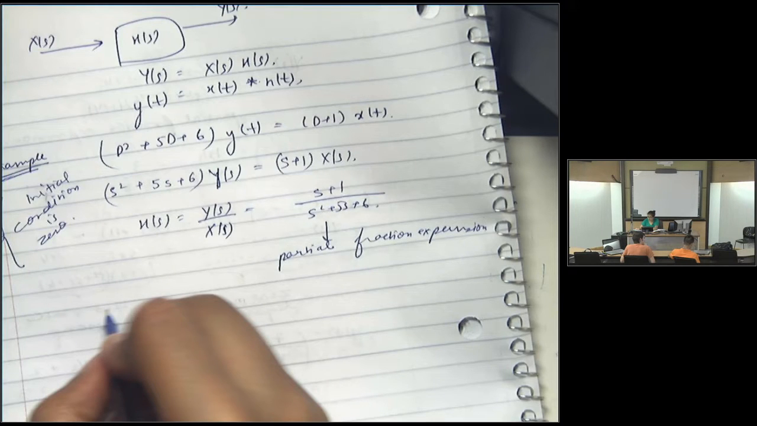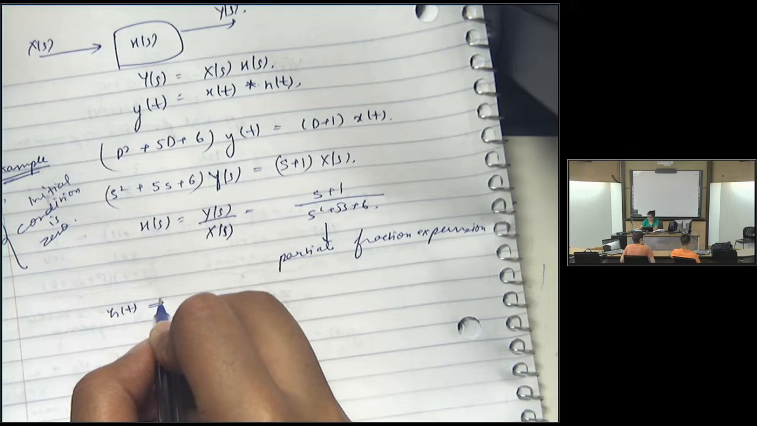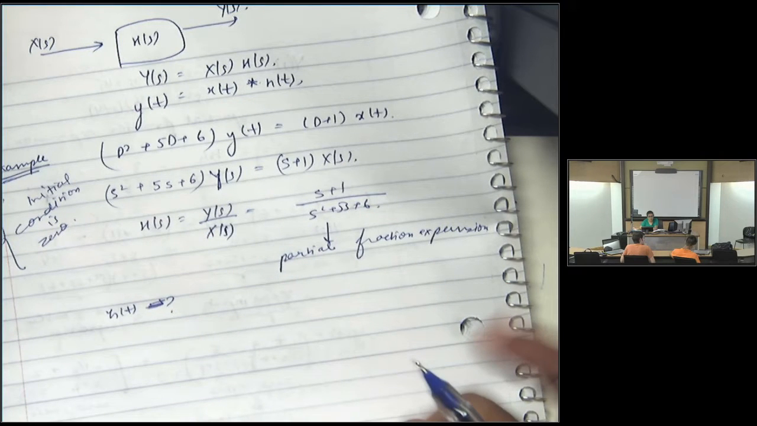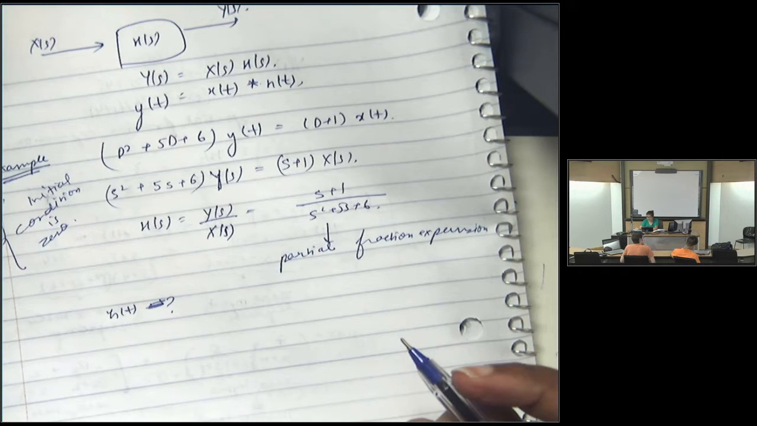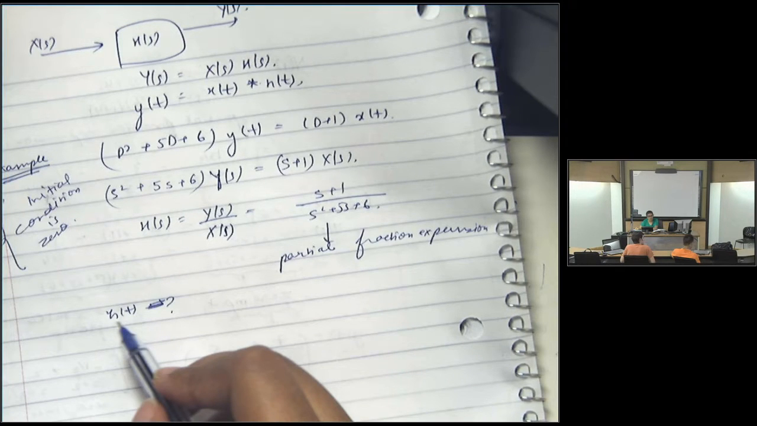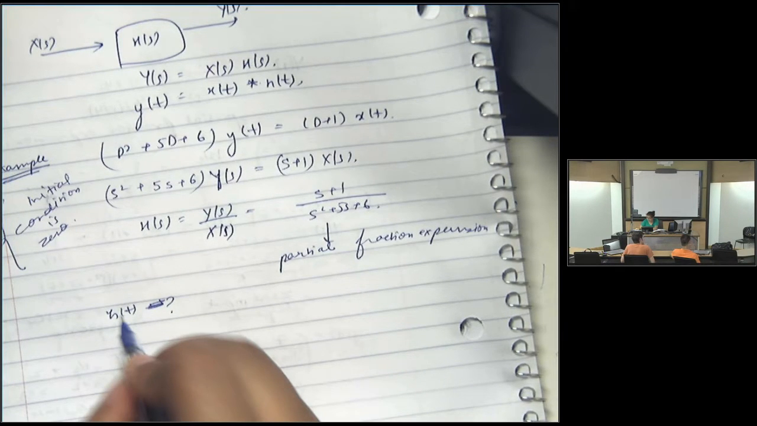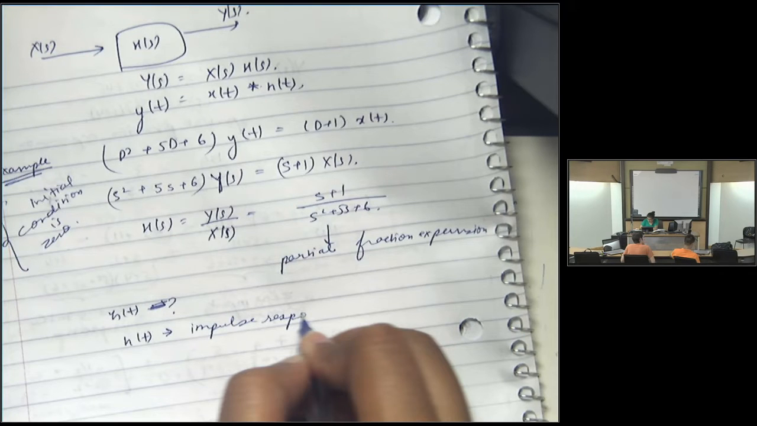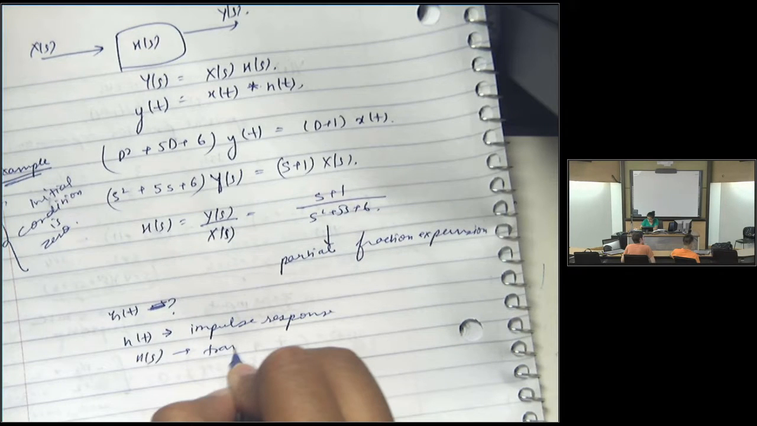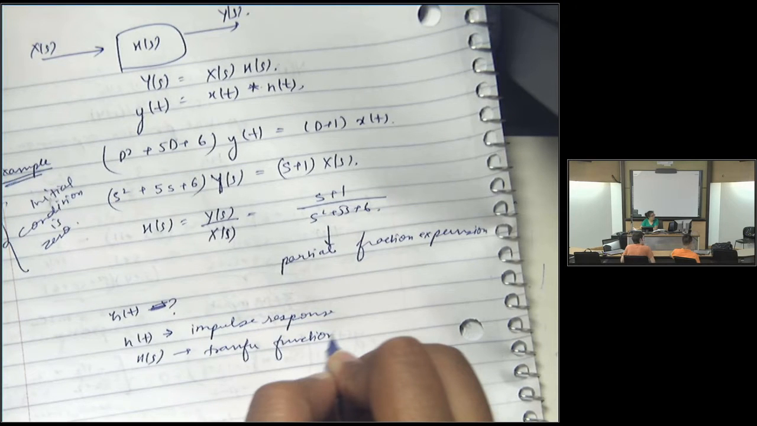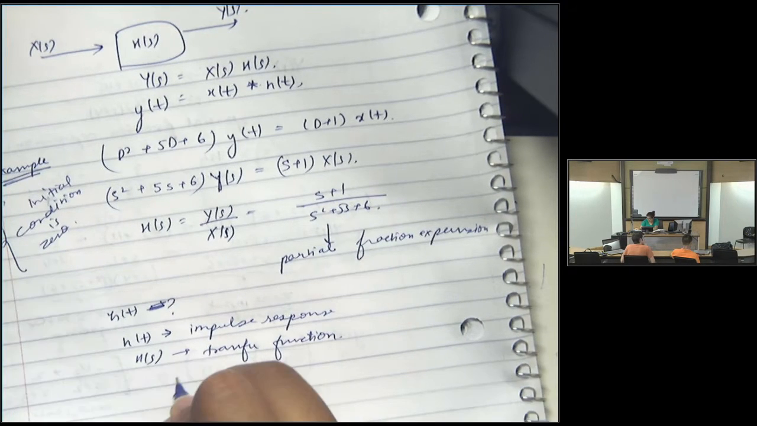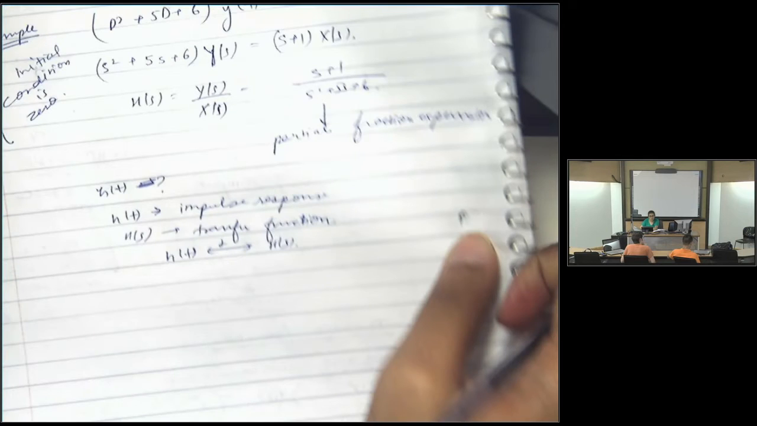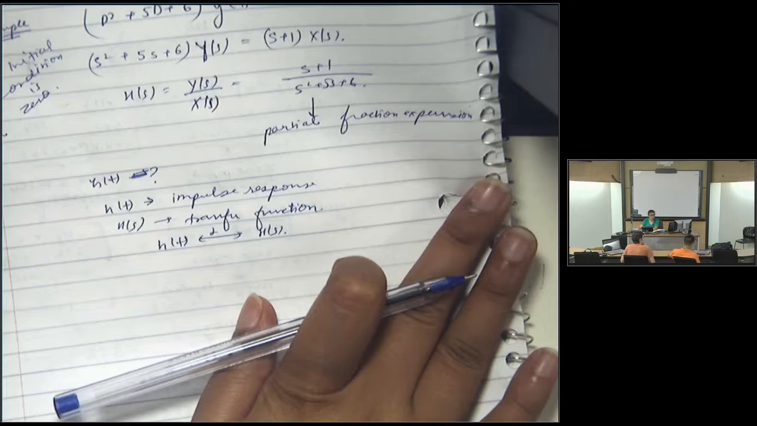And then find h of t. If the question asks you to find h of t, don't find h of t just for the sake of finding it. If the question asks you to find h of t, that is the impulse response, then find h of t. So h of t, just to be clear with terms, is my impulse response. H of s is my transfer function. And H of s is just the Laplace of h of t. Just be clear with the terms that we're using.